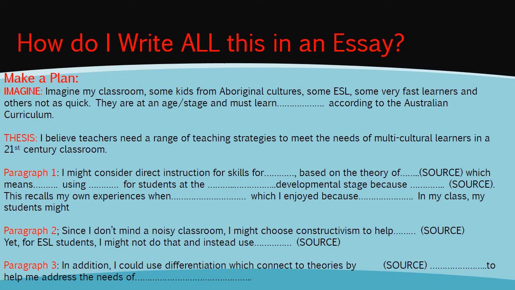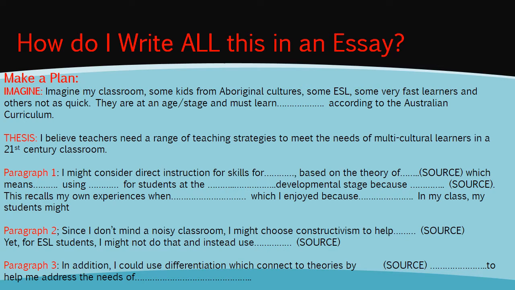And if I want to prove this, I need to make sure that I have some clear topic sentences or claims, and I have some evidence, both from my readings and my own research and even personal experiences. And I want to make sure that I prove the things that I say. So for example, I might consider direct instruction for skills for a certain group of students based on certain theories such as behaviorism, and I want to explain that.